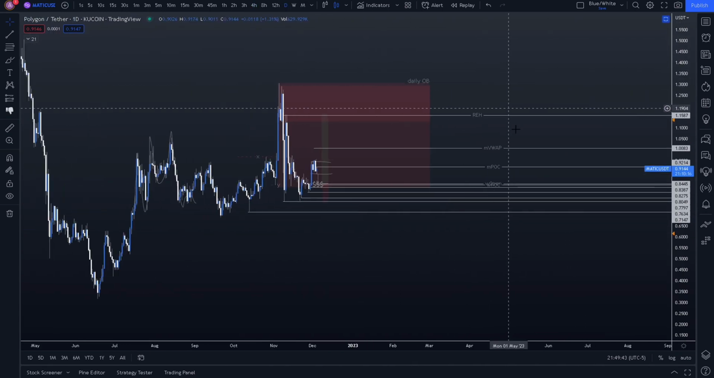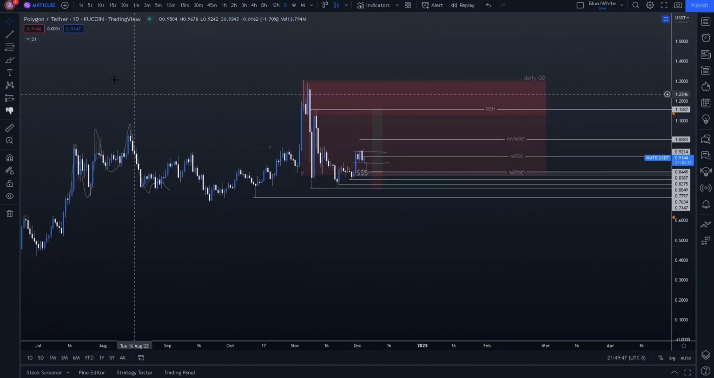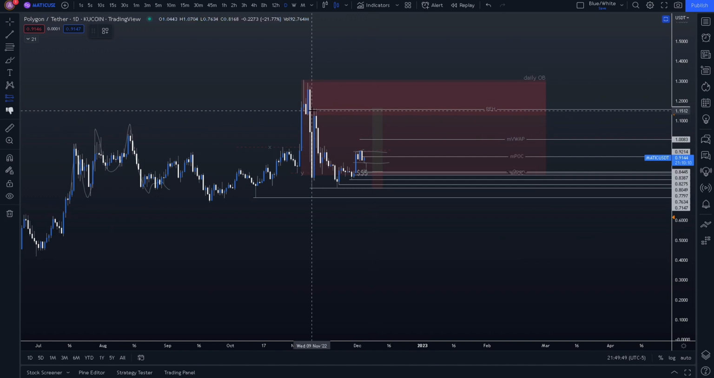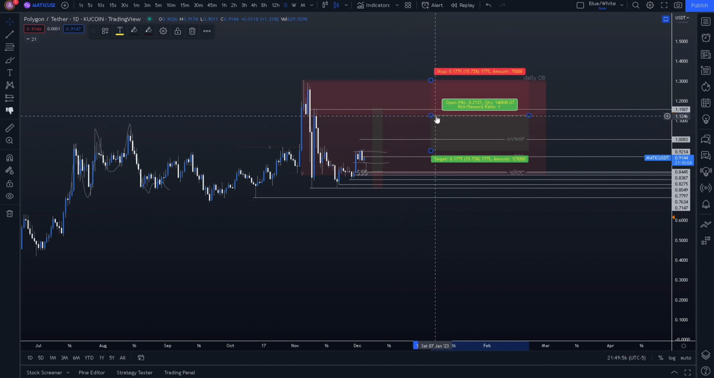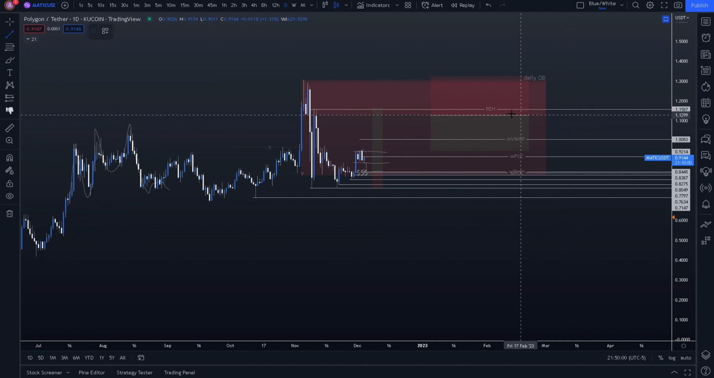Get rid of this fib so we can see. So in terms of a short trade, definitely what I'd be looking for is a sweep of these relatively equal highs. I'm gonna tap into this order block. So you can even set your entry on the start of this order block and possibly just DCA into your position. So one right here, one right here, and one right here.